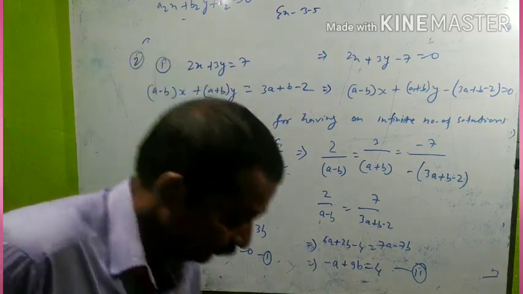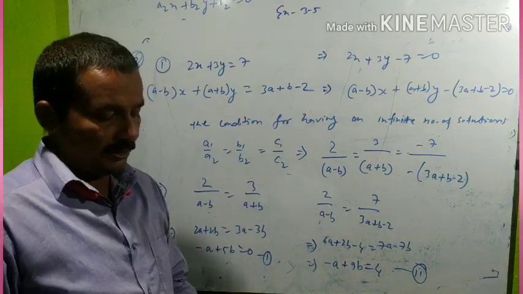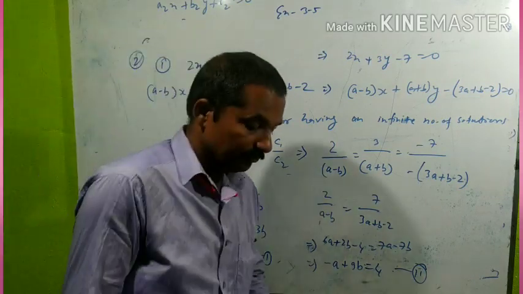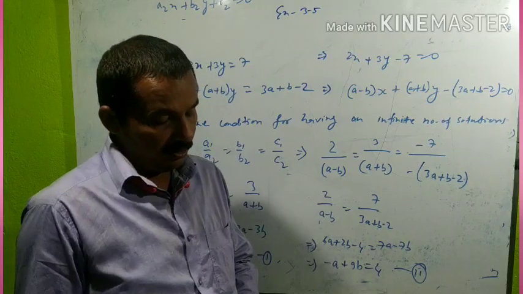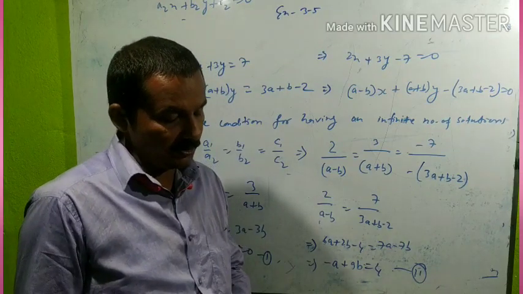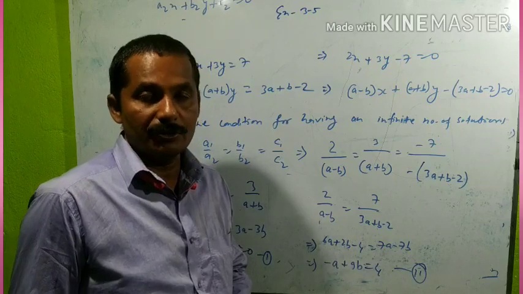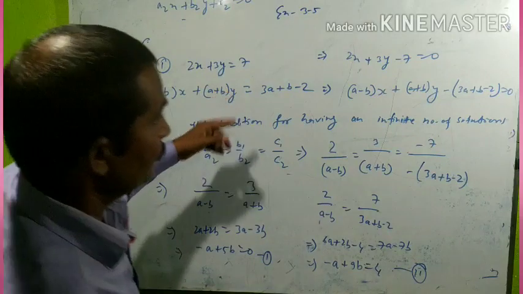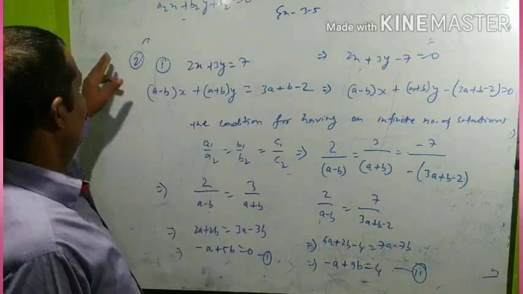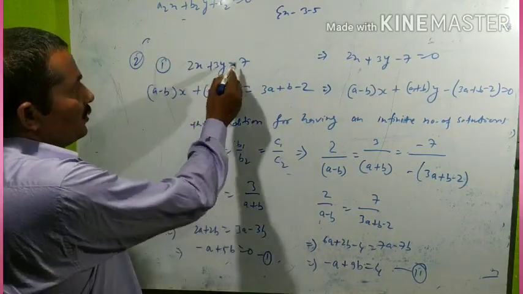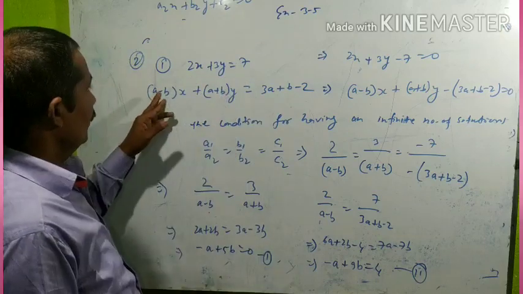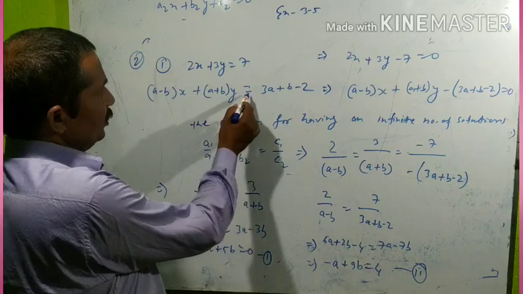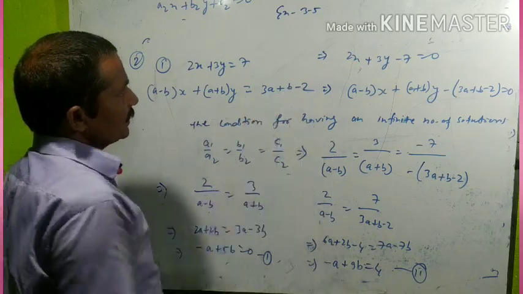Question number 2 is here, as I told. For which values of a and b does the following pair of linear equations have an infinite number of solutions? Means infinitely many solutions. I have written the question here. The question is here, 2x plus 3y is equal to 7. And the second equation is (a minus b)x plus (a plus b)y is equal to 3a plus b minus 2.